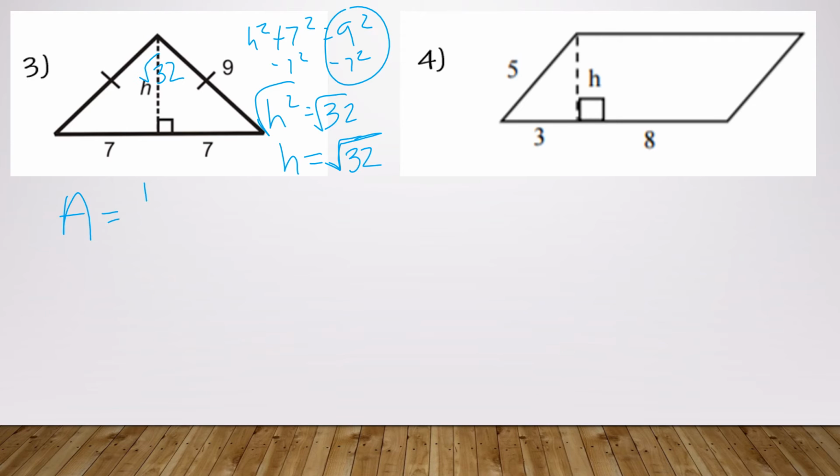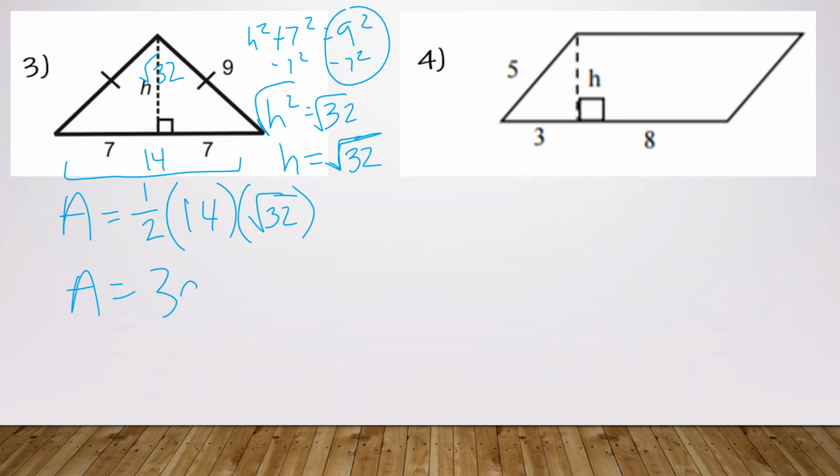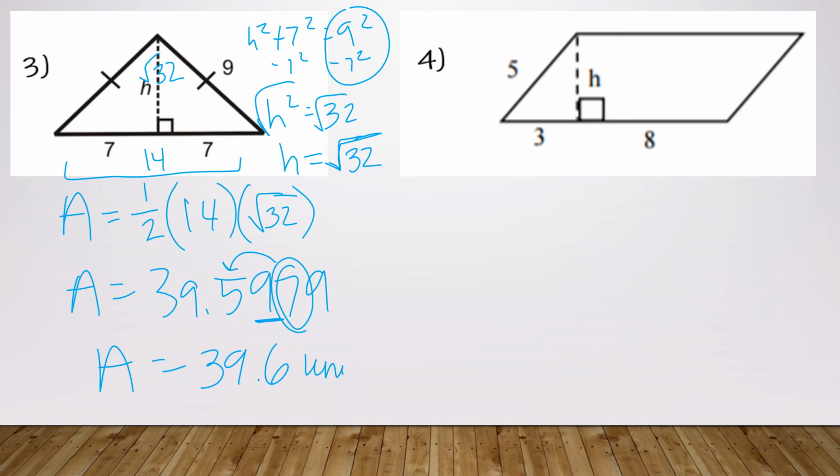So for area of a triangle, I'm going to do 1/2. My base here is 7 plus 7, which is 14. So 1/2 base of 14 times height, which is the square root of 32. Type it exactly into your calculator like that. And then you get 39.5979. So I'm just going to round. And no matter what, if I do to 1 decimal place or 2, this 9 and this 7 would make this whole number round up to 6. So my answer is 39.6 units squared.